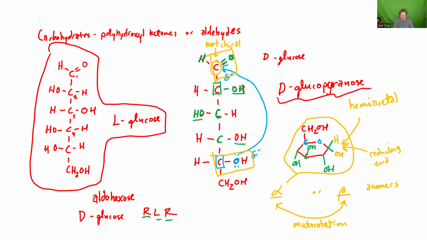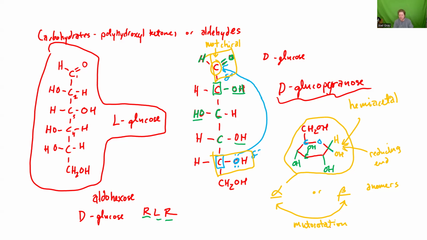And it's not quite that simple, because if you flip one, you've got to do all of them in order to draw the L variation of whatever sugar you're talking about. If you just want to draw an L sugar, or if your question is which of the following is an L sugar, then you just look at the highest numbered chiral carbon, or the second highest numbered carbon. You look at that and you say, oh, my hydroxide group's on the left-hand side. It doesn't matter where anything else is.